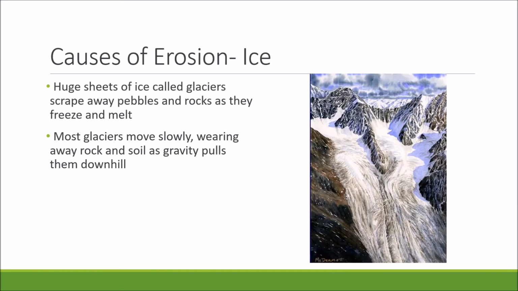All right, the next cause of erosion is ice. There are these huge sheets of ice that are called glaciers, and as they are freezing, they scrape away the pebbles and the rocks, and then they freeze and then they melt. When the glaciers are moving, they take all of that stuff with them. Most glaciers move slowly and they wear away rock and soil as gravity pulls them downhill.